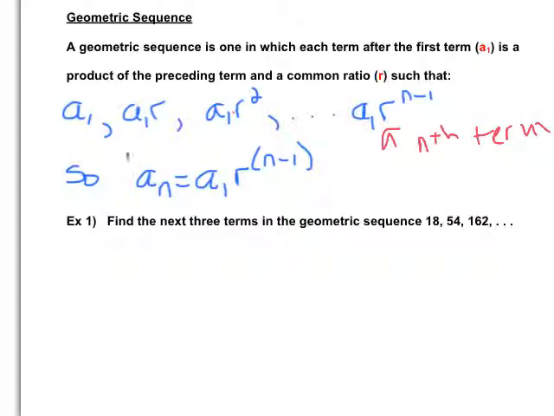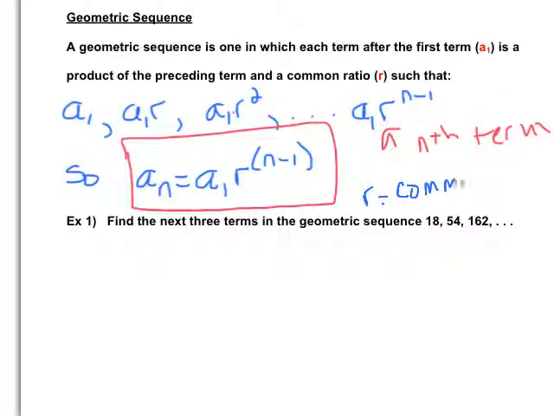Okay, so we can represent the formula to find any numbered term like this. A sub n, the nth term, is equal to a sub 1 times r to the n minus first. R is called the common ratio, instead of the common difference. You find the common ratio by taking a term and dividing it by the previous term. So it would always be a sub 2 divided by a sub 1, or a sub 3 divided by a sub 2. And that's how you find the common ratio.